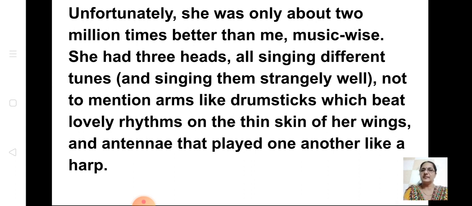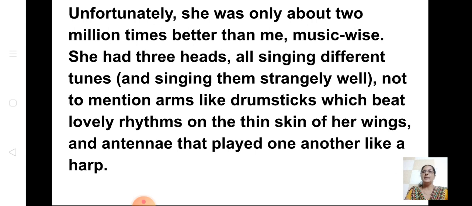Who was better? She, the last contestant who was signing the autograph. She, the 5th contestant, was better than him. How many times? 2 million times. She had 3 heads, all singing different tunes and singing them strangely well, not to mention arms like drumsticks. See, he's telling over their arms it was like drumsticks which beat lovely rhythms on the thin skin of her wings, and antennae that played one another like a harp.